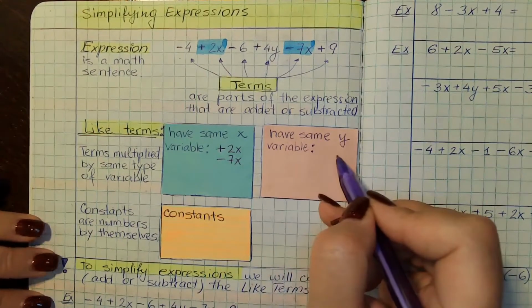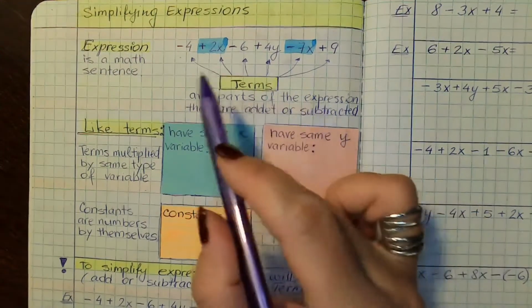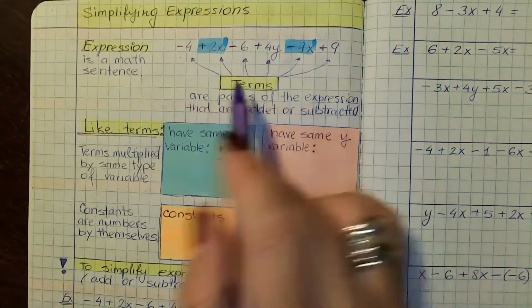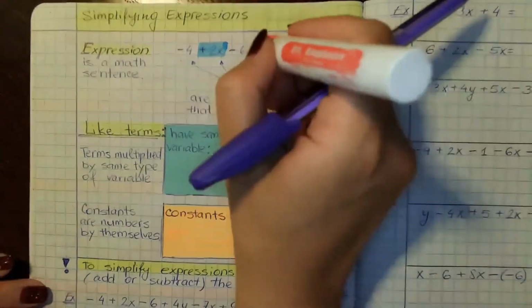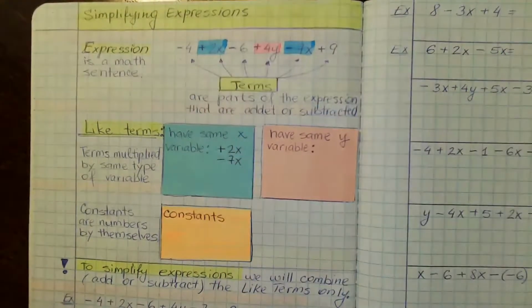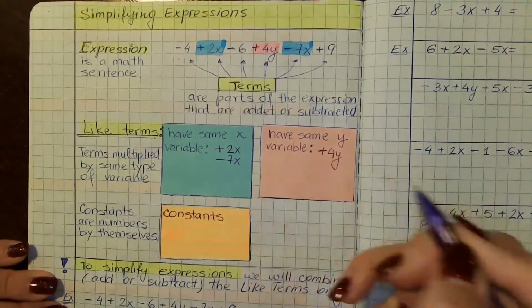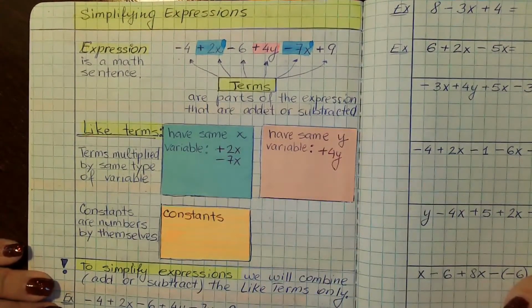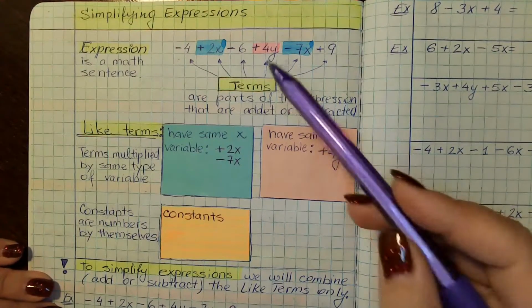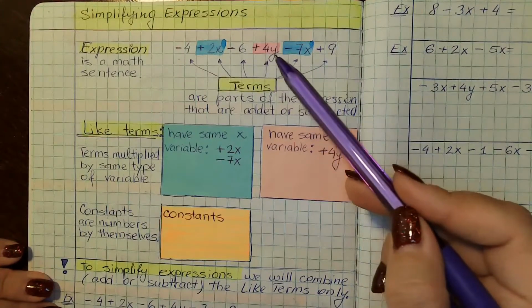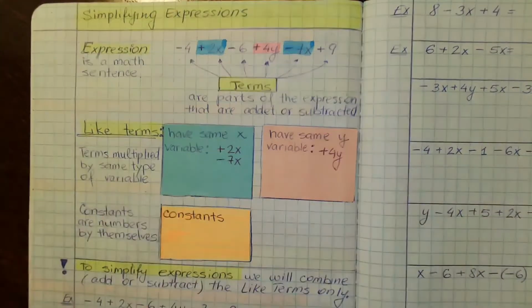If they have a y variable, so let's say by looking at my expression, I see this positive 4 multiplied by y. So positive 4y. That is my y term. That is the only one that has a y. If I had another one, that would have been, let's say, something like 3y, negative 2y. They would have been alike to each other. But in this expression, I only have a y term, which is positive 4y, and that's it.